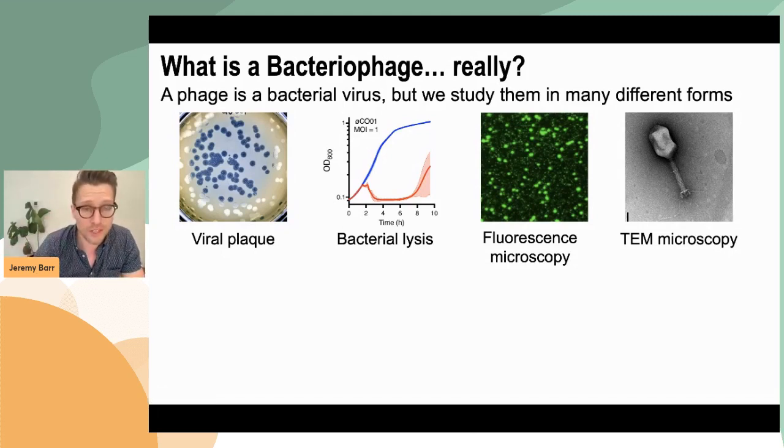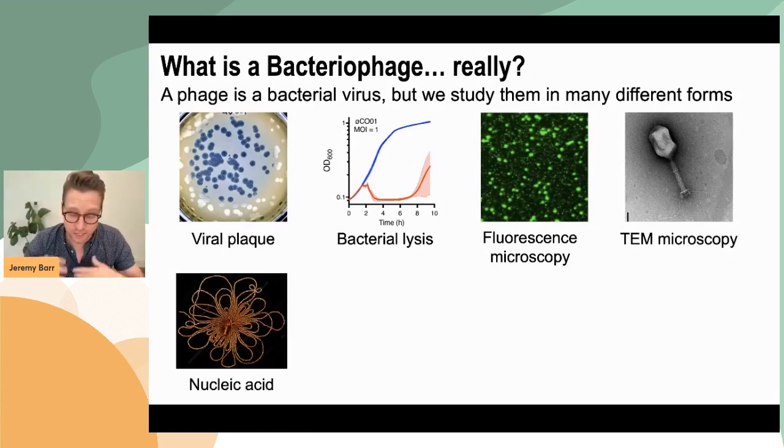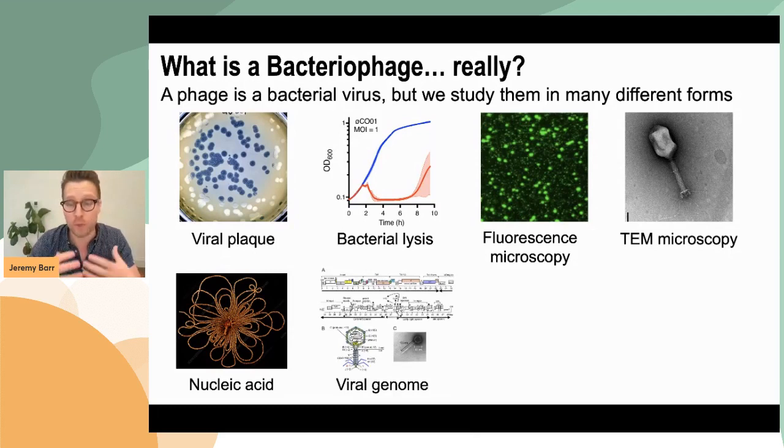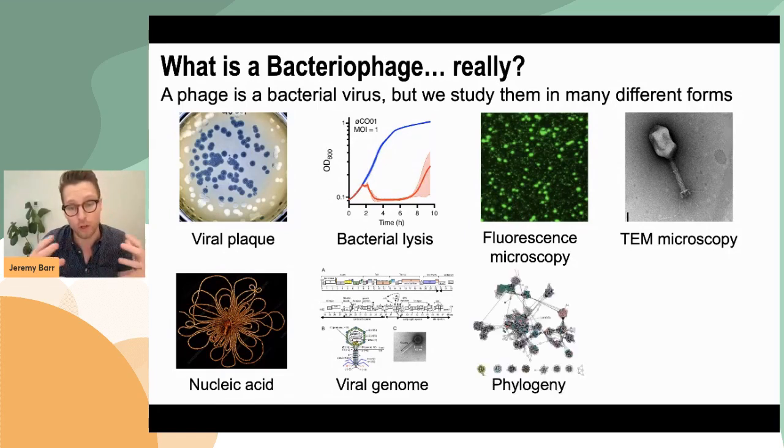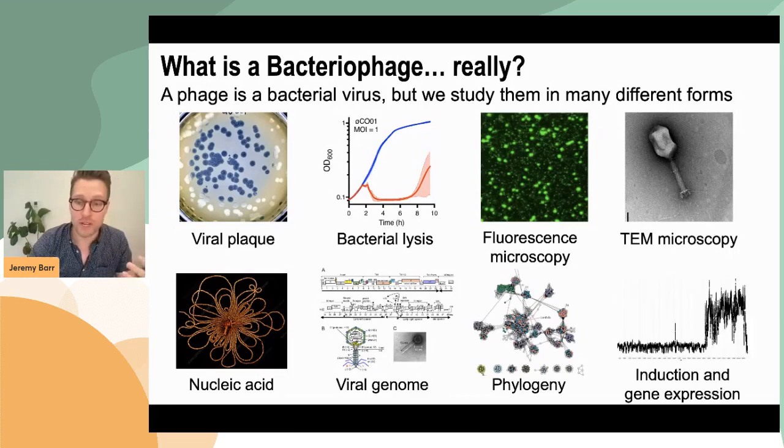Of course, we can also extract their nucleic acids. We can extract these, we can sequence them, and we can begin to assemble, annotate, and understand the genome architecture or features of these viruses. And with this information, we can begin to look at the phylogeny, diversity, and how abundant these viruses are in different environments. And we can also do a range of different induction and gene expression studies with this data. So we can look at phages in a really diverse range of ways.